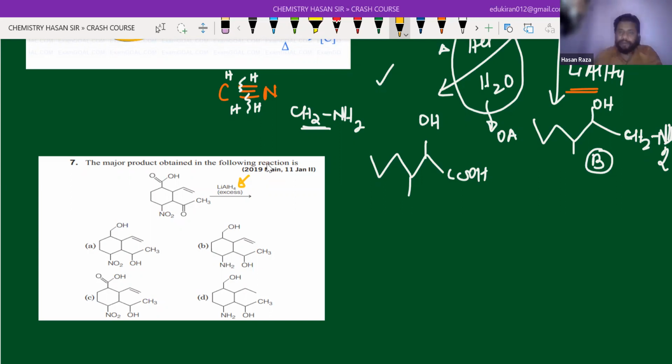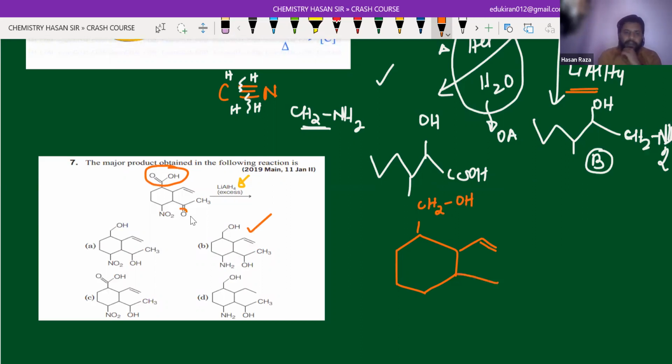A cannot be, because due to the presence of lithium aluminium hydride, you have to remember this. This carboxylic acid will be converted into alcohol, so it will be CH2OH like this. It cannot reduce alkene. Then go for the next one. This ketone will be converted into secondary alcohol. And this is your nitro group, which can be reduced to amine. So this will be the product, which is B. B will be your answer.